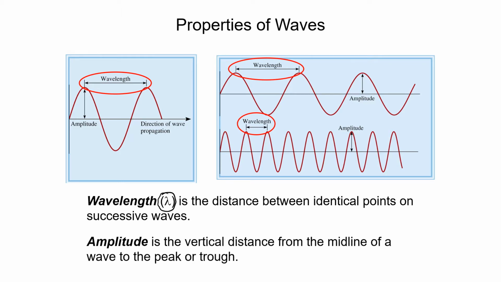The second property of waves is the amplitude of that wave, and it is the vertical distance between the midline of the wave to the peak or the trough.